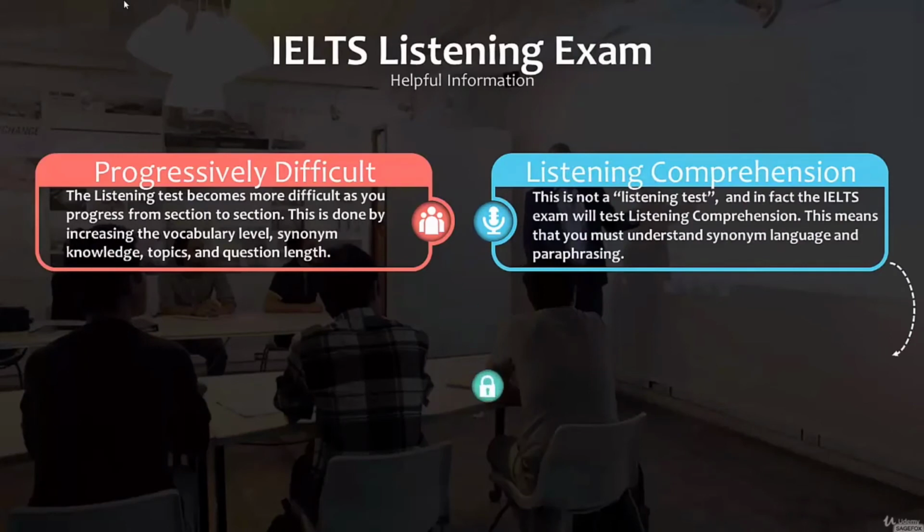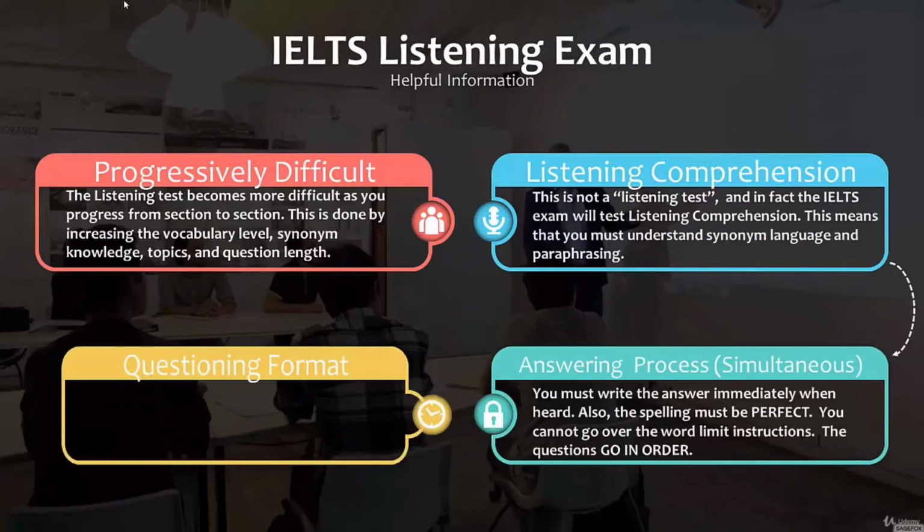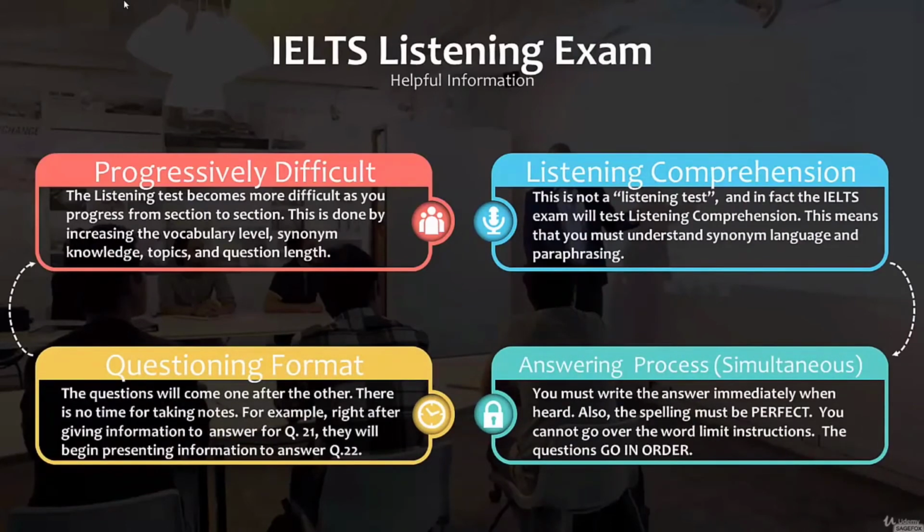Here is some helpful information when it comes to the IELTS exam. As you've heard me say a few times already, it gets progressively more difficult. So that means that in sections 1 and 2, you have to do a very, very good job, because section 3 is more difficult, section 4 is very difficult. The test gets progressively more difficult.